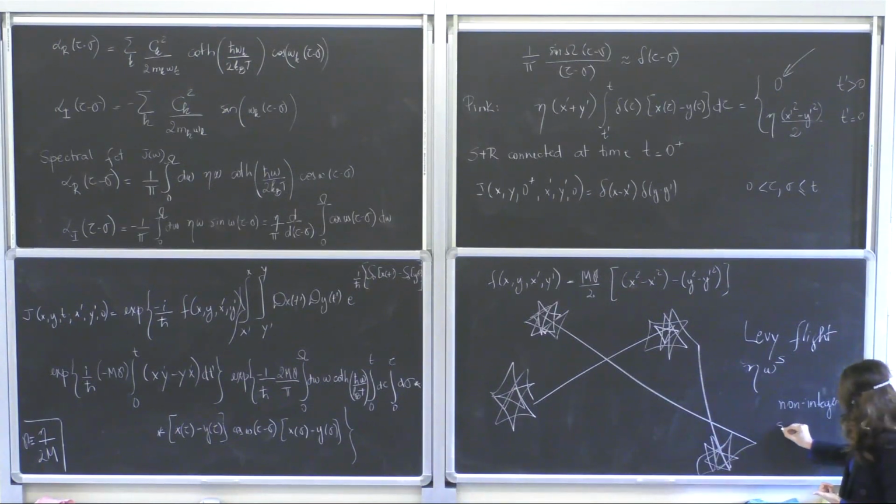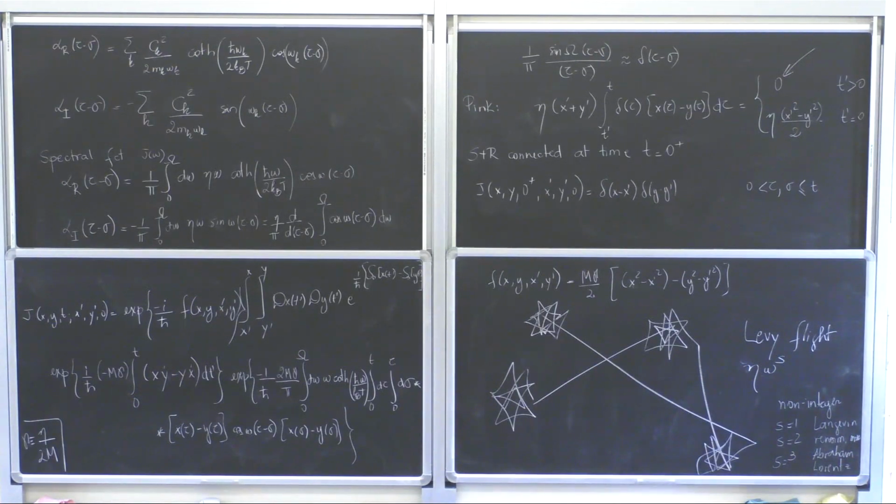Because for s equal 1, it's Langevin, proportional to the velocity. S equal 2, you renormalize the mass. It's just a term like x double dot, that's multiplied by the mass, right? S equal 3 is Abraham Lorentz. So what happens for S arbitrary? Between 1 and 2, for instance.